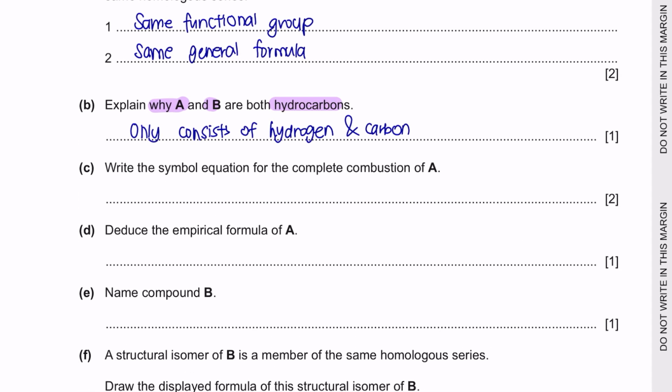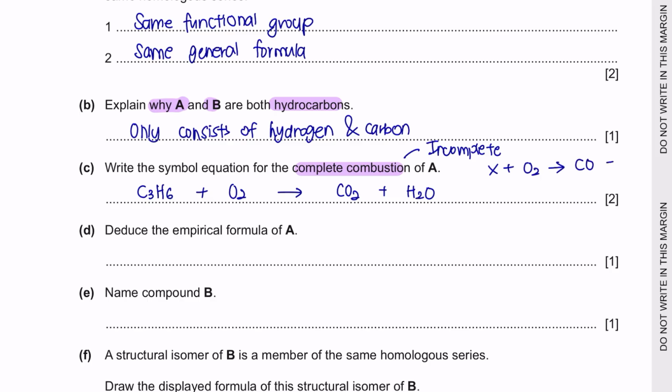Write the simple equation for complete combustion of A. Combustion means that it reacts with oxygen to form carbon dioxide and water. If the question asks you for incomplete combustion, then it's the same thing. It reacts with oxygen, but it produces carbon monoxide and water. So that's the difference, and pay attention to that. Whenever you write a chemical equation, please be sure to balance your equation.